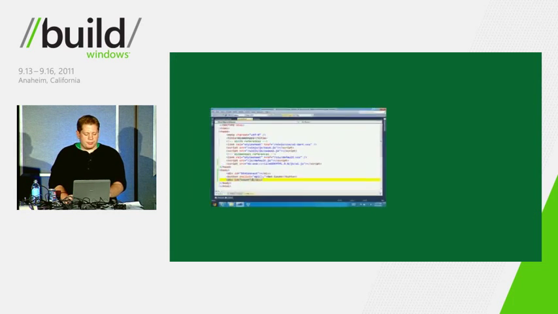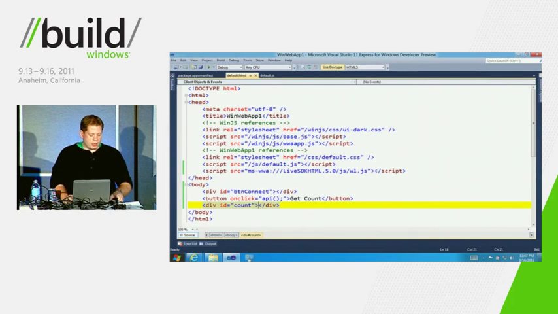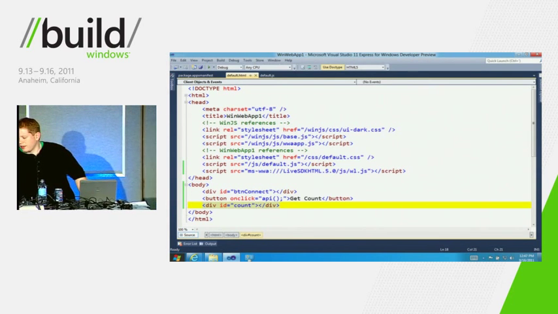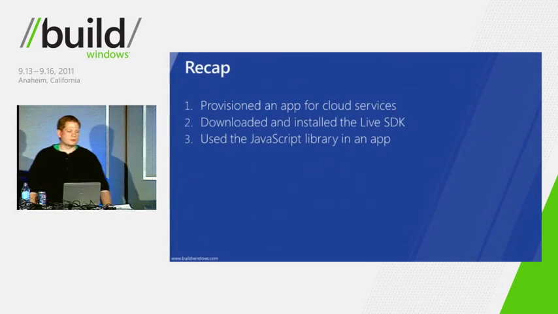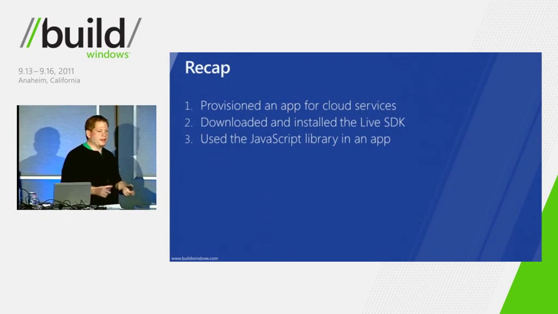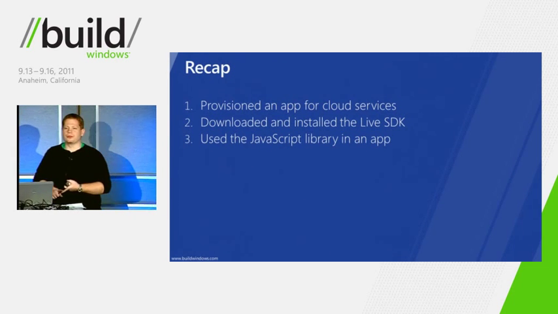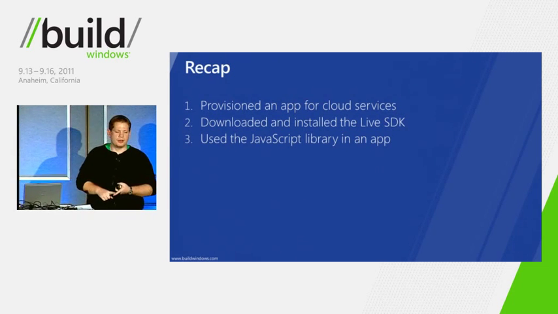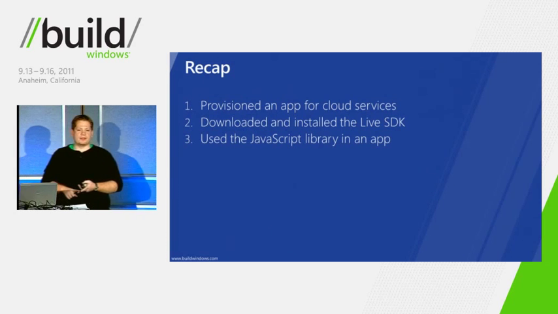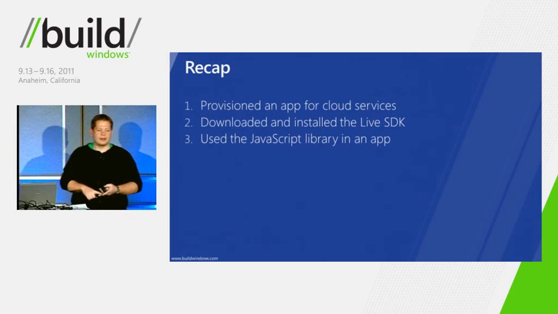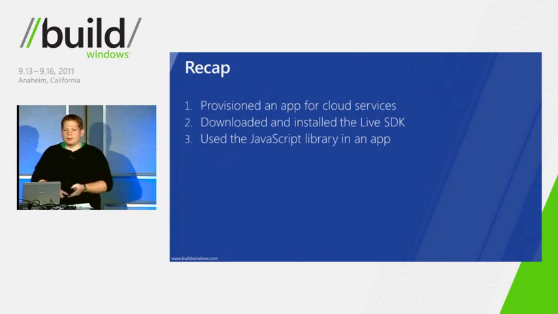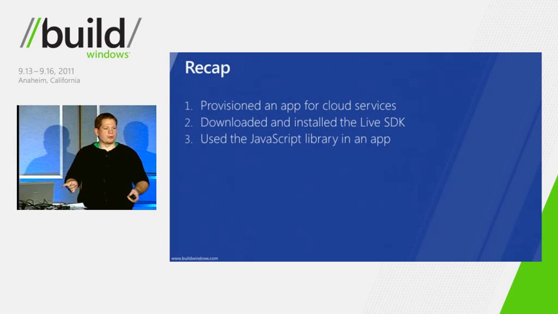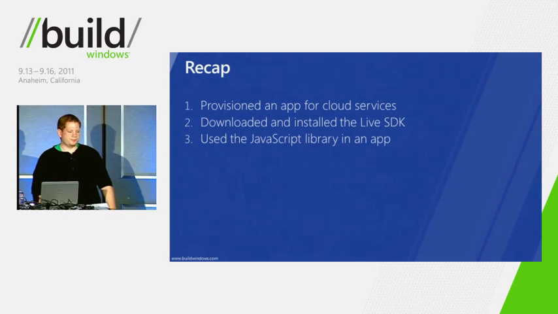But as you can see, it's actually really easy to get your app up and running and get it going with SkyDrive access. So what did we just see? We saw that it's super easy to go and provision your app to work with the cloud. It's also really easy to get the Live SDK and get it installed and referencing it. And then lastly, in order to get your app up and running, using the JavaScript library, very few lines of code, should be super intuitive and easy for you to leverage.